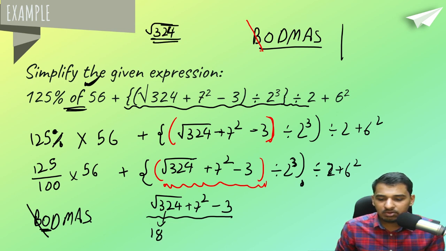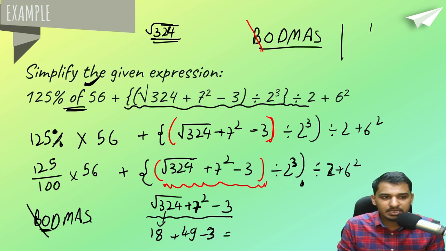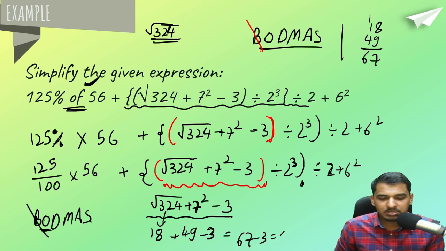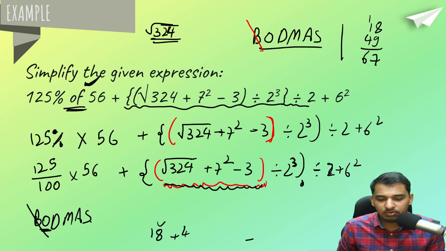So root 324 is 18 plus this is 7 square. 7 square is 49 and this minus 3. Okay. So 18 plus 49, let me do this quickly. This I think comes out as 67. So this is 67 minus 3, that is 64. So all the value inside this red bracket is nothing but 64. Let me rub all this. I hope you understood it. This is 64.